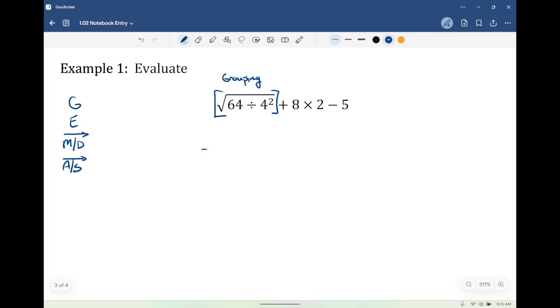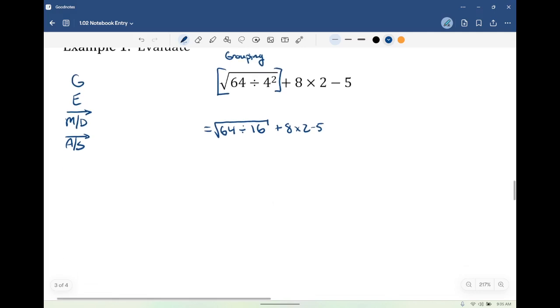And so, in my next line, the only thing I'm actually going to do right now is I'm going to have 64 divided by, well, 4 squared, we actually already did this one together, is 16. From there, everything else is just sort of along for the ride. Plus 8 times 2 minus 5, until I get this group cleaned up. Okay, well, now I just have division left in the group. 64 divided by 16, I know that that's 4. And so I know this is actually the square root of 4 plus 8 times 2 minus 5.